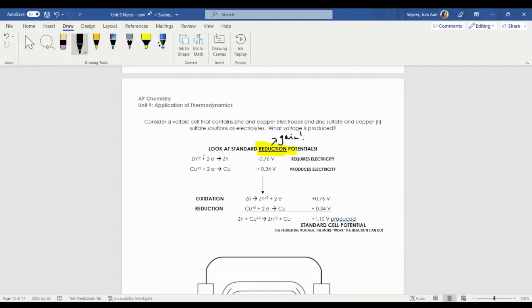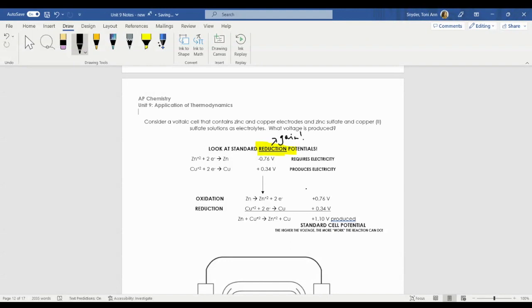On the other hand, if we want to reduce copper, copper reduces a lot more easily, actually. So much so, it actually produces electricity when copper gets reduced. So I have one process that requires electricity, and the second process that produces electricity. Now, when we consider a voltaic cell, we're not going to have 2 reduction reactions occur. I can't have zinc ions and copper ions both gaining electrons. That can't happen. The electrons have to go somewhere. So one of these reactions has to get oxidized. The question is which one?